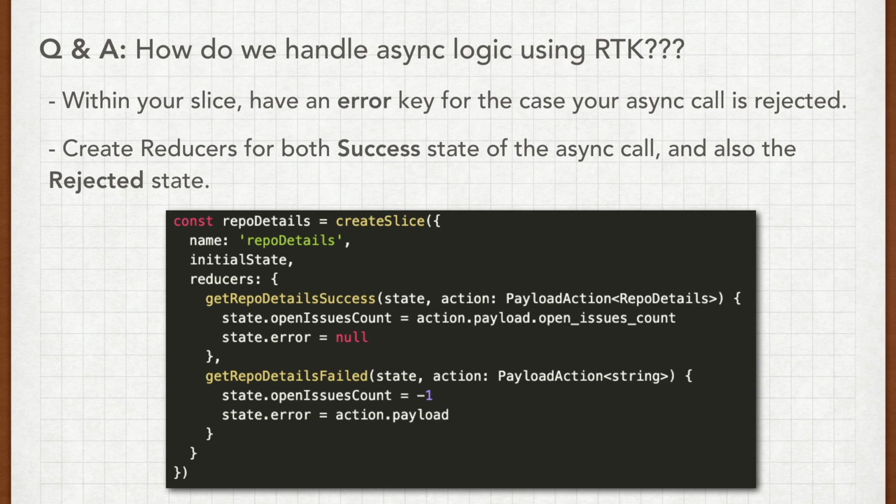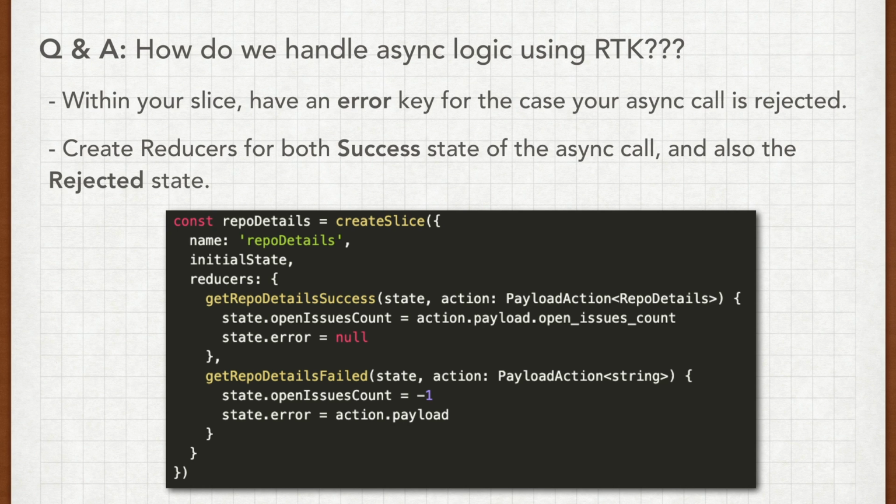Notice that we're using createSlice. We have given it a name, the initial state that we defined above, and we are putting in two reducers. The first one is of the action type getRepoDetailsSuccess, and the next one is getRepoDetailsFailed. Notice within our success reducer, we are updating state.openIssueCount based upon the number of open issues that we have fetched from the API, and we are setting the error to null because there was no error.